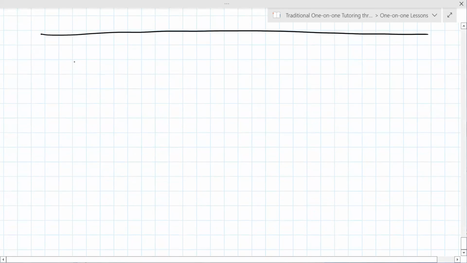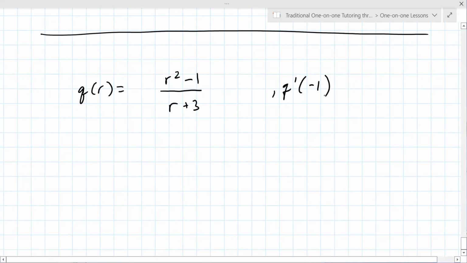Let me just check your practice exam again, see if I get one in line with that. All right, let's go. Q of R equals R squared minus 1 over R. Let me change this, R plus 3. And we want Q prime of -1 this time. Okay.